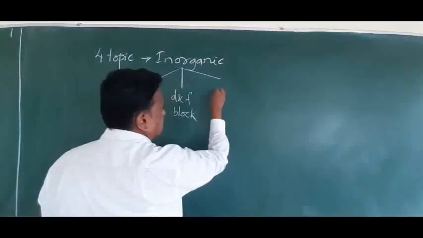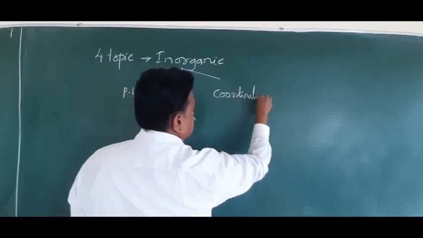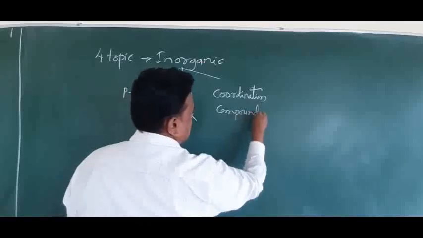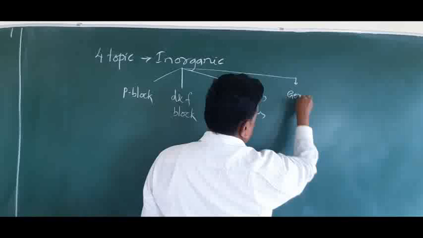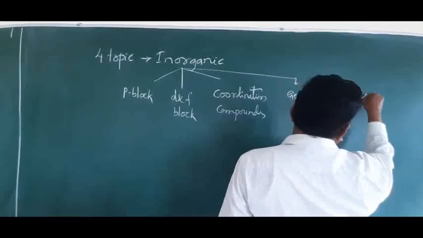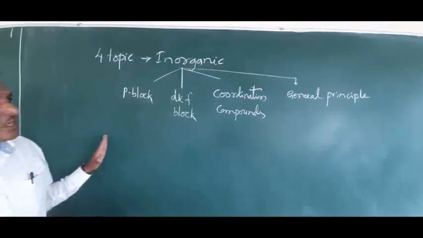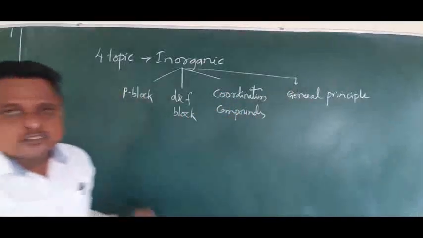General principles, the coordination compounds, and another one is general principles. These are the 4 allotted topics in our NCERT: P block, D and F block, coordination compounds, and general principles.